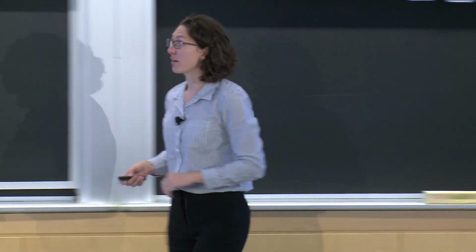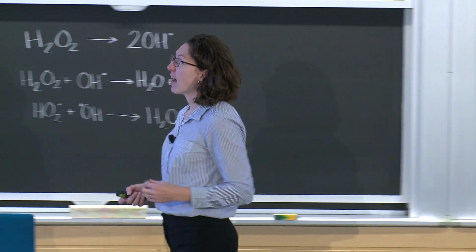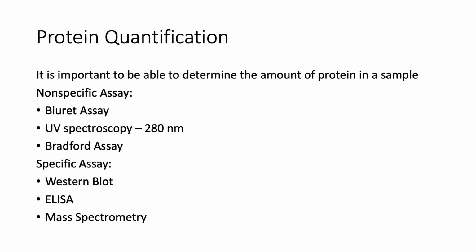So how are we going to do that? First, we're going to talk about how to quantify proteins. So it's important to be able to determine the amount of protein in a given sample. In terms of for nutritional studies, biochemical studies, you need to know how much protein that you have. And there are a couple ways that you can determine the amount of protein in a sample. You can do a non-specific assay, which will just tell you how much overall protein that you have. It's not specific to certain proteins.